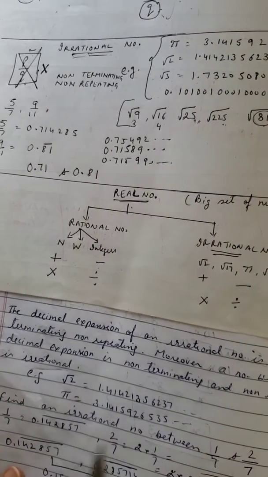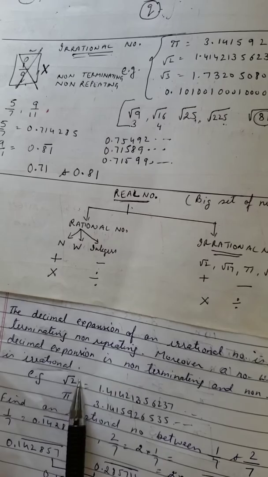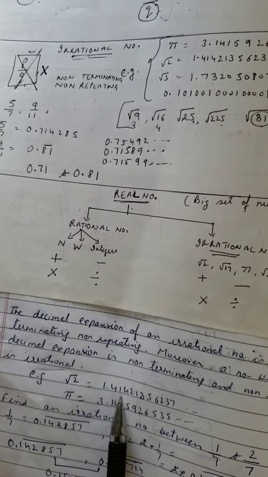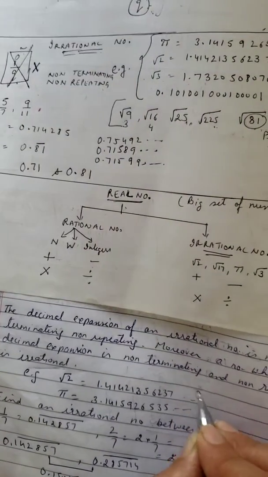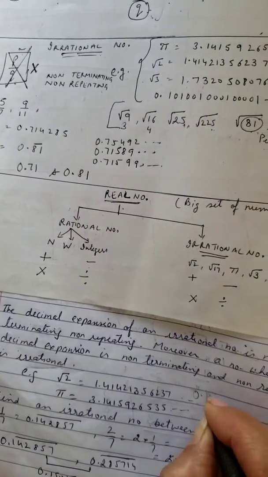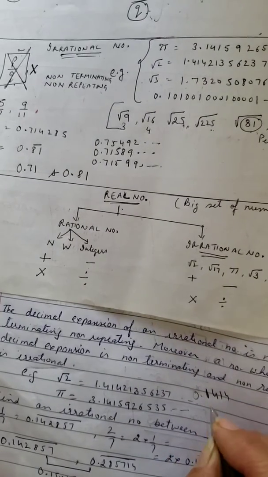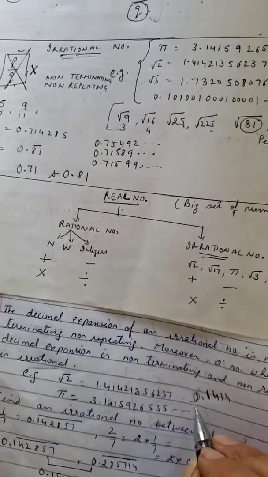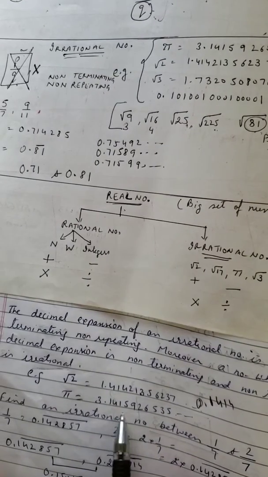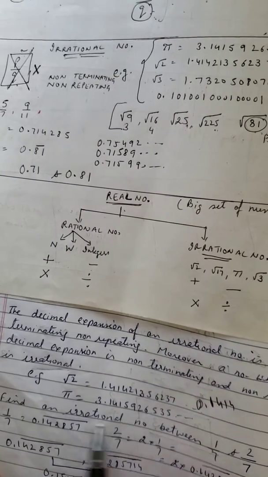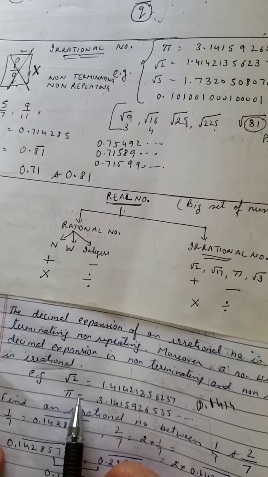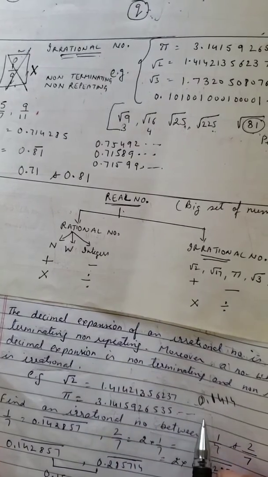And if you've been asked about examples, the two very good examples you can give are root 2, whose value you only need to learn till 1.414, so that is enough for you, and pi, which is 3.1415. You can just say that. So these are going to be the very good examples. If you've been asked about the definition, this is what you can write.